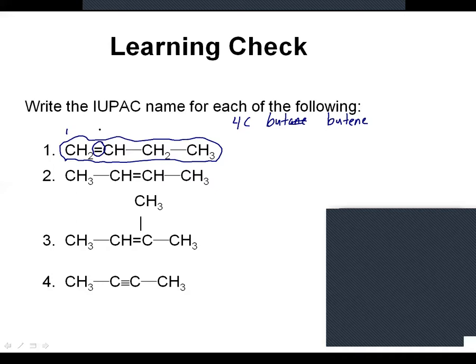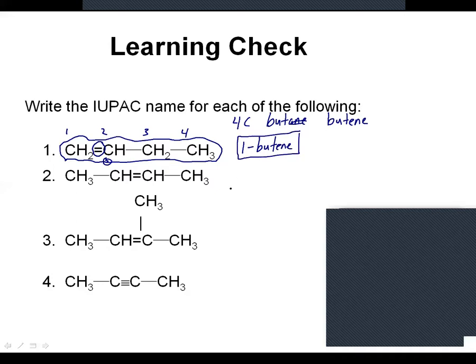So this is going to be 1, 2, 3, and 4. Obviously, if we go the other way, we're going to end up at carbon number 3 for that double bond. This is going to be carbon number 1. I'll get that right this time. So this should be 1-butene.